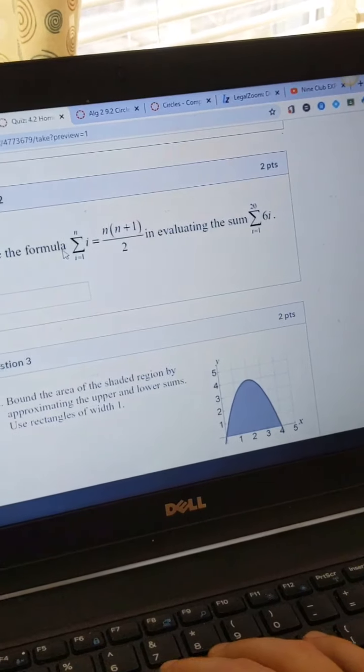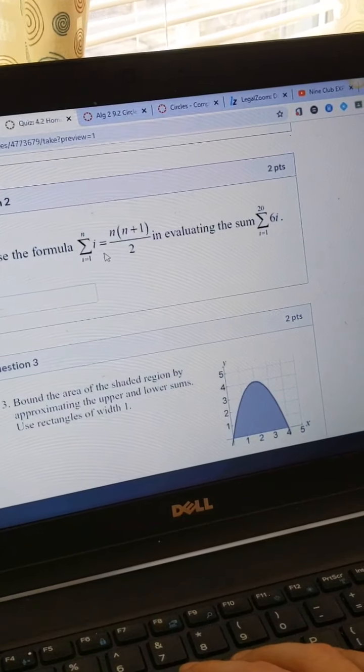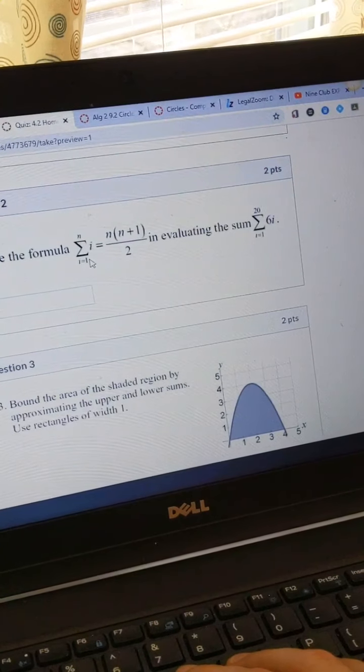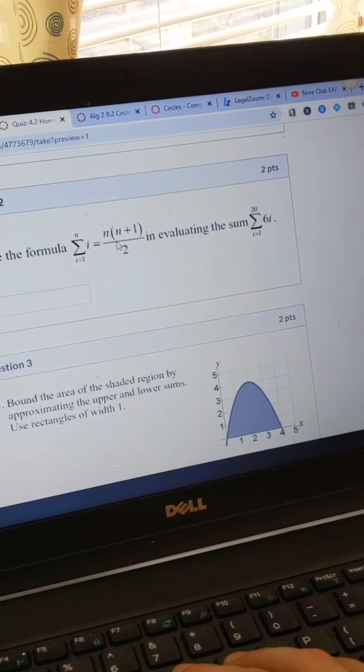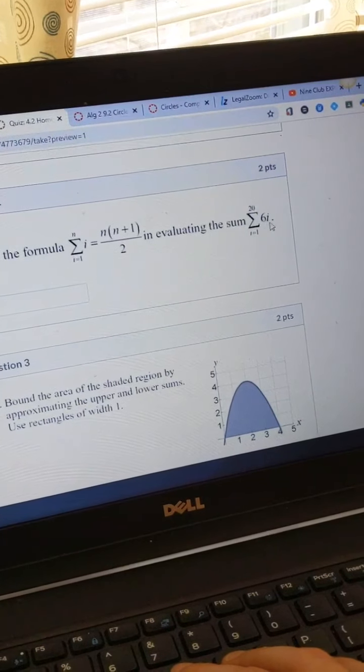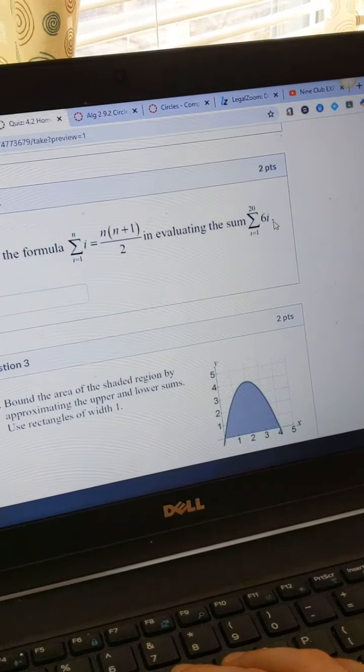Next equation here, use the trick, okay? Use the formula: the summation from 1 to n of i is n times (n plus 1) over 2. All right, we're going to find the summation of 6i.